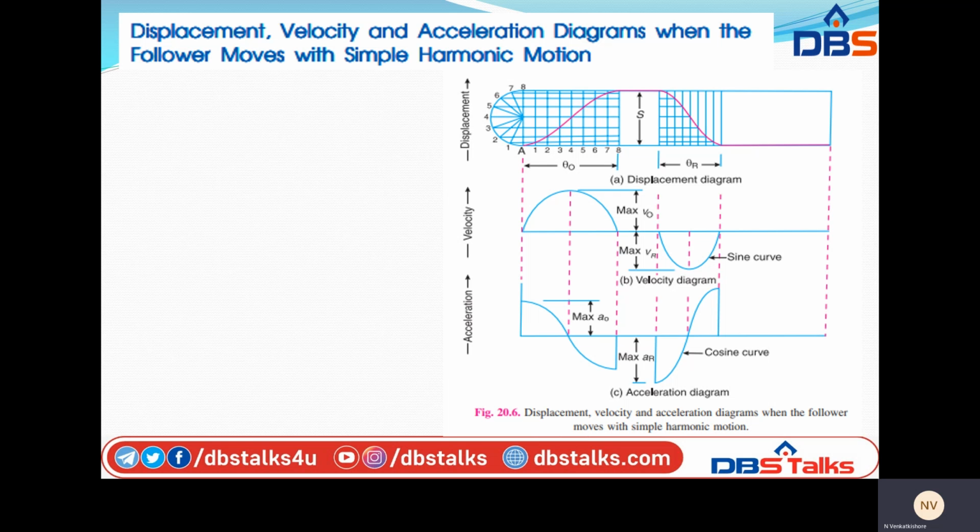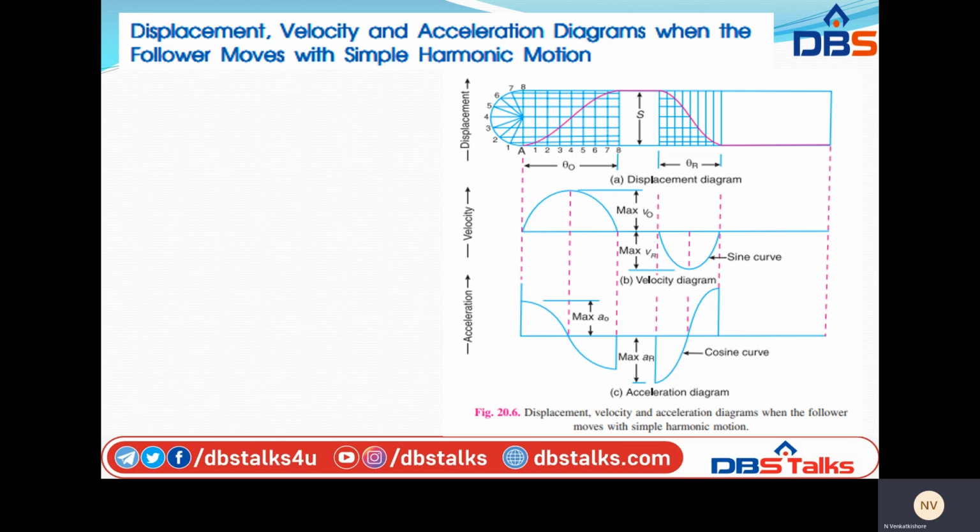And the acceleration, that is the rate of change of velocity, is nothing but the acceleration. Whether it is the change of the sine curve, it is a cosine curve. So the acceleration diagram will look like a cosine curve. If you see diagram B, the velocity of the follower is 0 at the beginning and at the end of the stroke. See here, at the ending and the beginning, the velocity is 0, and increases gradually to a maximum at the mid stroke.